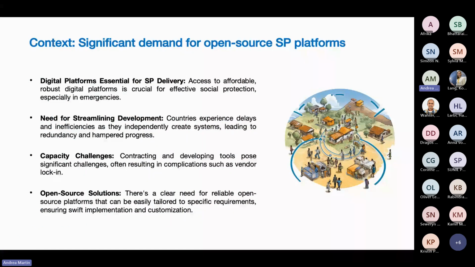And as we said, in order to make the delivery chain work, it's very important to have some systems, some digital platforms that can help implement in a robust and affordable way these social protection interventions, especially during emergencies. Unfortunately, some countries experience delays and inefficiencies when they try to independently create a system. This can lead to redundancy and hamper progress of the program.